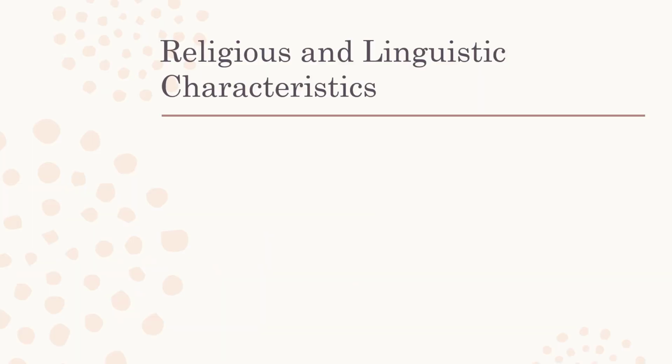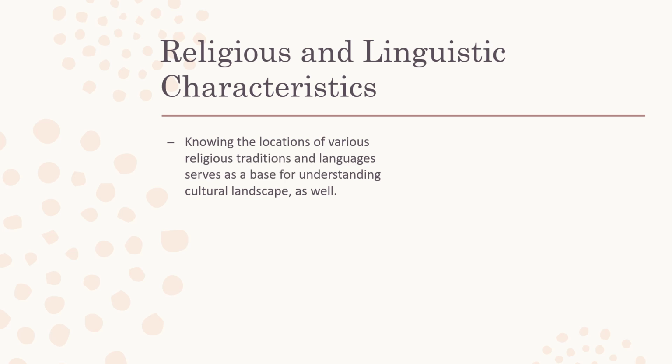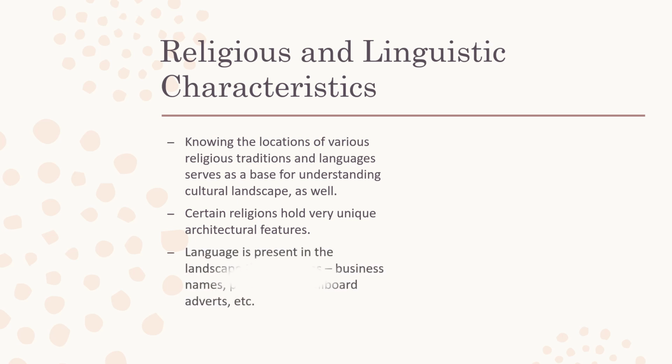Religious and linguistic characteristics of the cultural landscape. So knowing the locations of these religious traditions and languages kind of serves as a base for understanding of the cultural landscape. So when we think about that, we have to know that certain religions hold very unique architectural features, and languages can be presented in the landscape through things like signs. So the names of businesses, place names, billboards, advertisements, etc., etc.